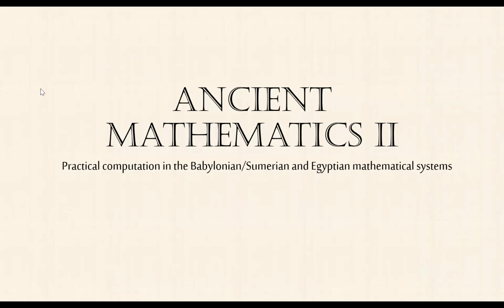This is class 2. Class 1 will walk you through the numeration systems of Babylonian and Egyptian mathematics. It is a prerequisite for this class, although you probably will be able to follow along even if you didn't quite catch everything in there.